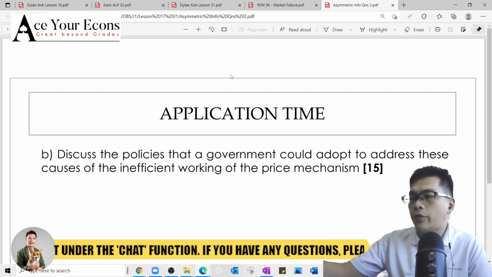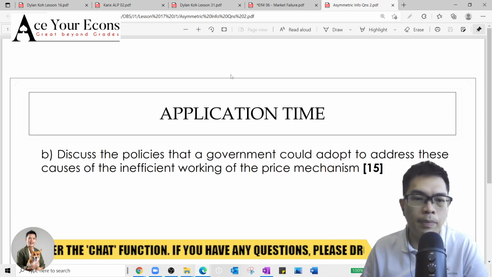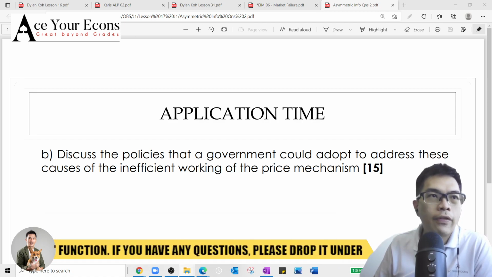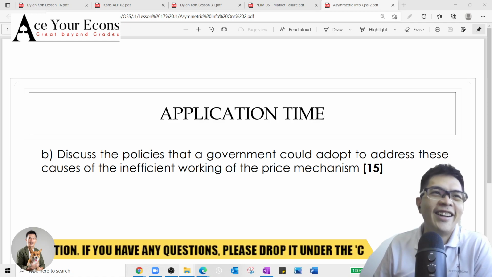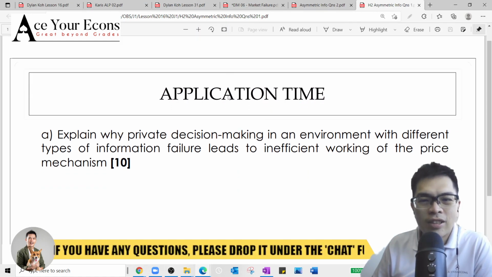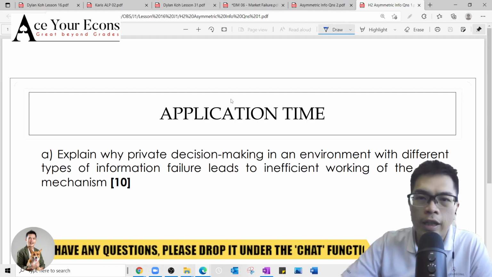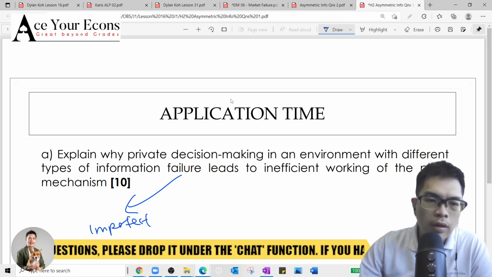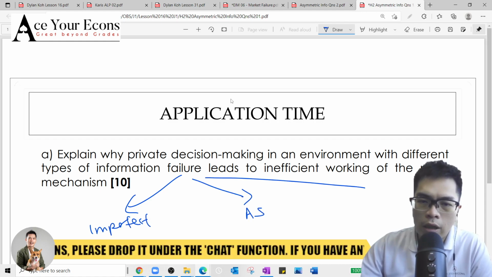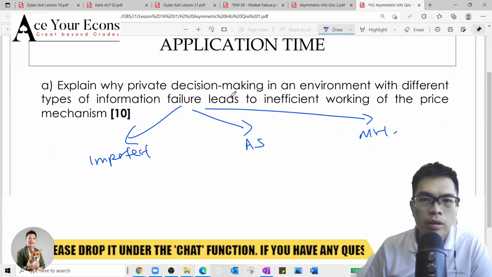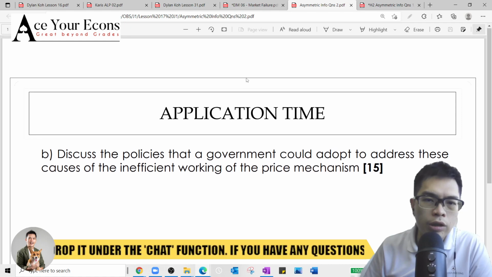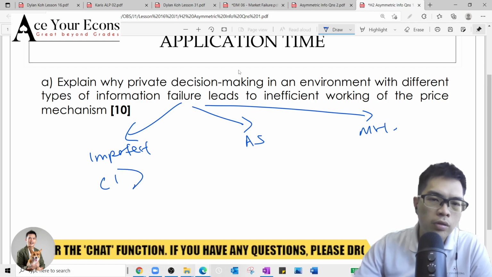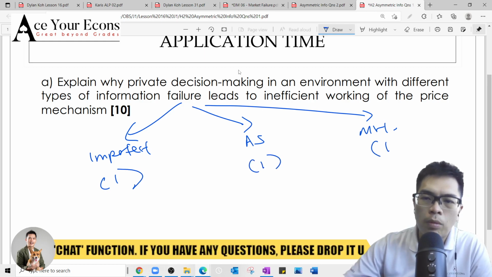I'm going to give you a quick heads up of what's tested in part A. I haven't opened up my script. Last week we actually covered information failure. There are three portions: imperfect information, adverse selection, and moral hazard. These are the three. For today, we want to address policies: one to address imperfect info, one for adverse selection, and one for moral hazard.